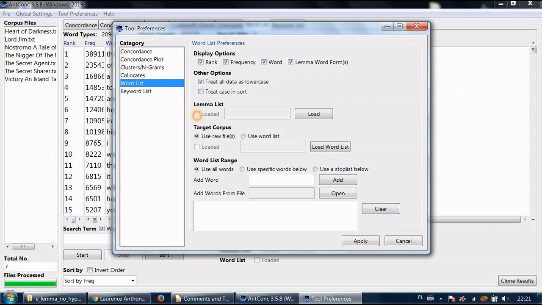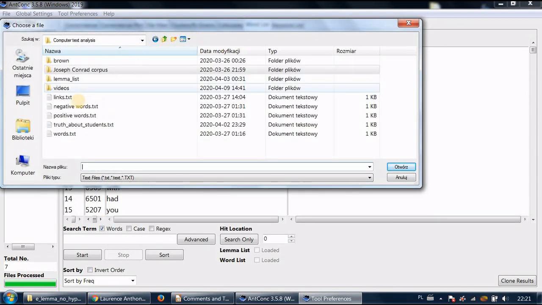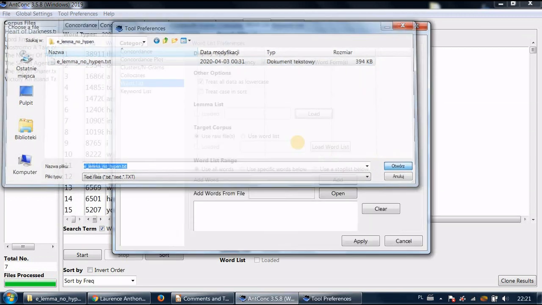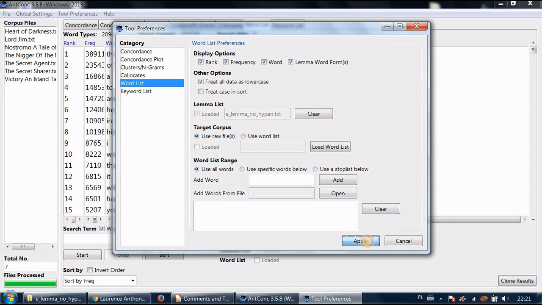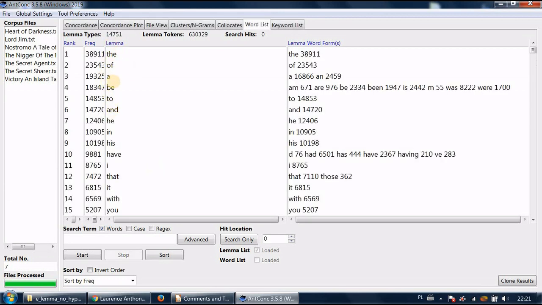This one is inactive because it just shows you whether the list is loaded or not. Click load and find the file that we've just downloaded. Okay, and once it's loaded, click apply, and now press start again. And this time the results will show us lemmas instead of word types. So it shows us the lemma and the possible inflectional forms it has.